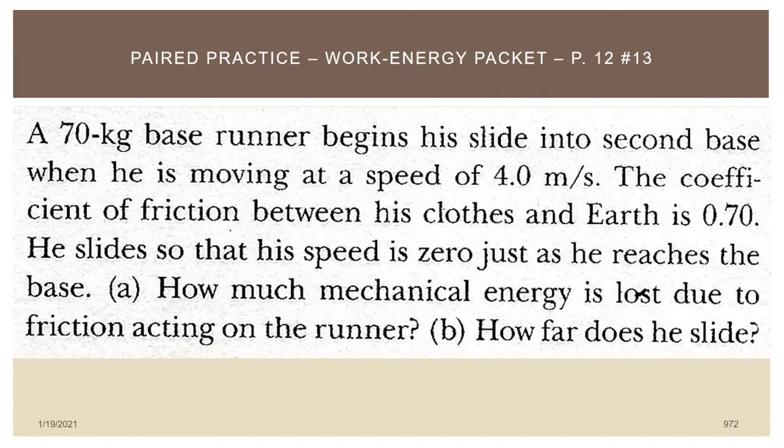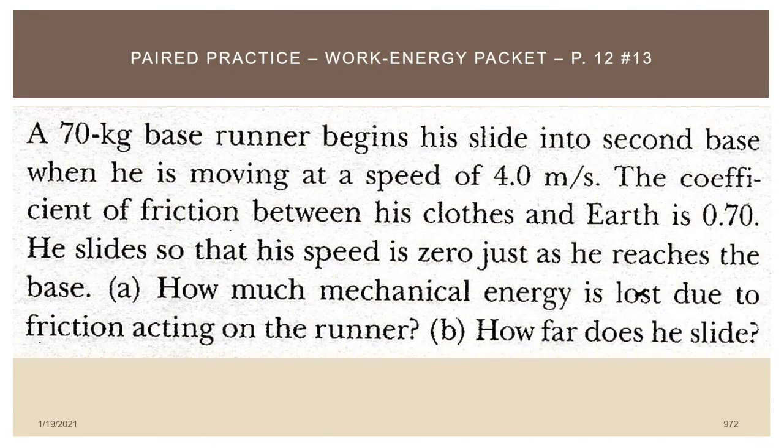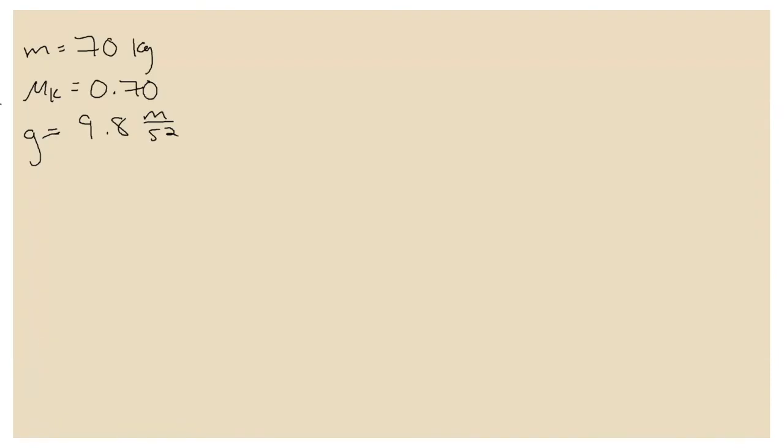All right, so the problem says here that this base runner is 70 kilograms. And they tell us here that the coefficient of kinetic friction is 0.70. It should be clear to everybody that because we are given the mass and not the weight, to calculate the friction force, we're going to need to find the weight. And so we're going to need little g. 9.81 is what we use in the honors class. In this class, we use 9.8. We also know that the speed that this person initially has is 4.0 meters per second. And we also know that they stop when they get to second base, so the final speed is 0.